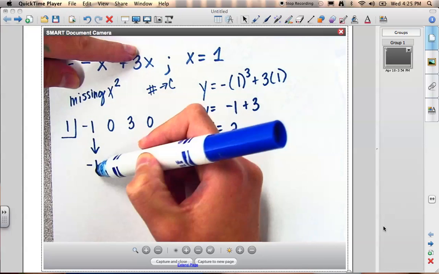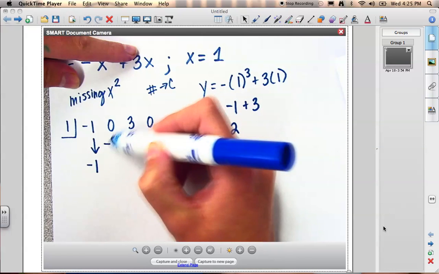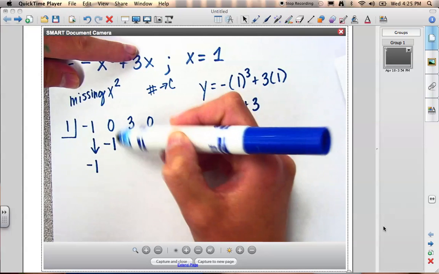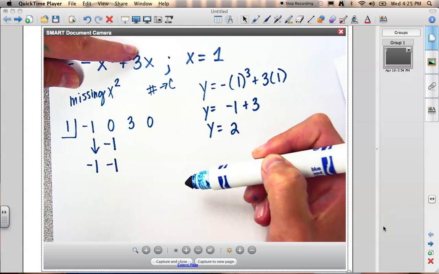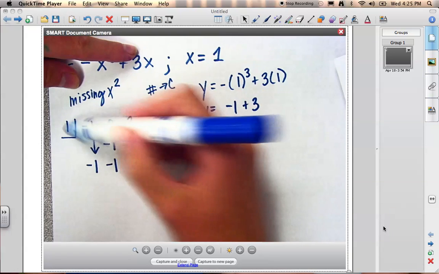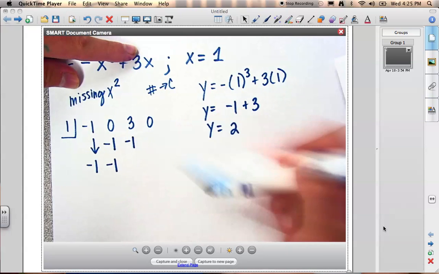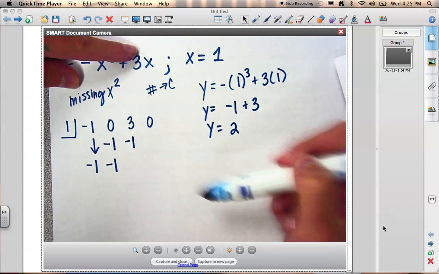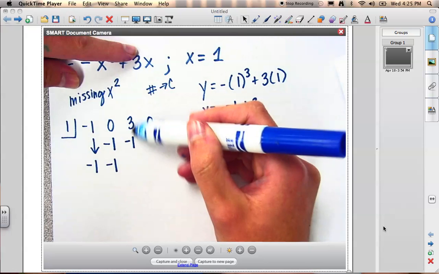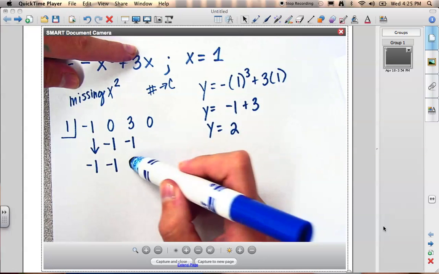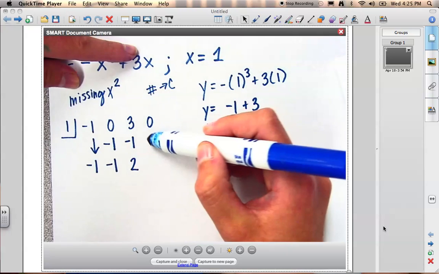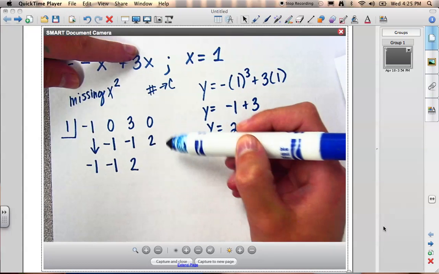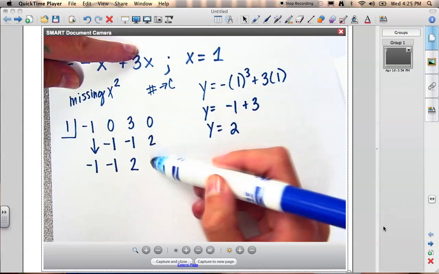Then I'm going to multiply 1 times negative 1 to get negative 1. Put it under that second column and then add those. When I add those, I do 1 times negative 1. I'm going to put negative 1 in that column. And then I'm going to add those. 3 plus a negative 1 is going to be a 2. 1 times 2 is 2. I'm going to put it in that last column. 0 plus 2 would be 2.